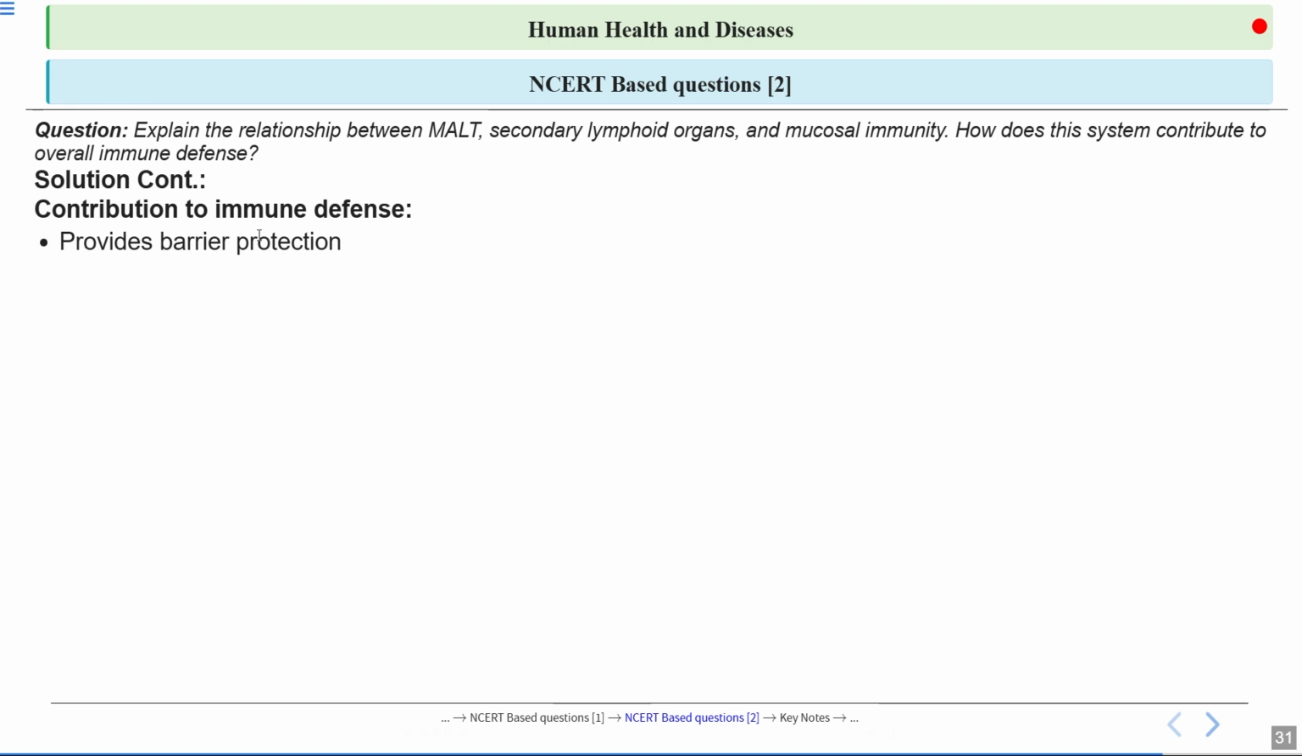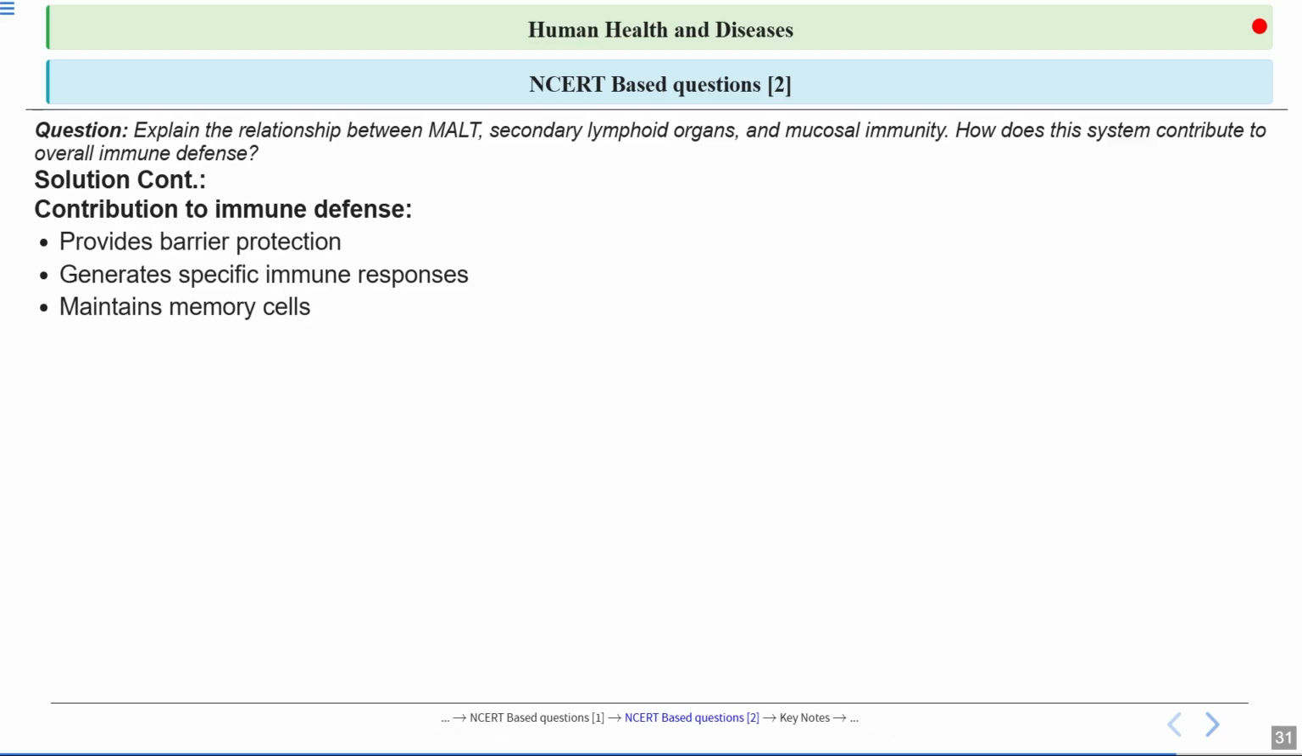What is the contribution to the immune defense? First, MALT provides barrier protection. It means it acts as a physical and immune shield at the body's entry points. Next, MALT generates specific immune responses when a pathogen is detected. It activates lymphocytes that are specifically trained to fight that particular invader.